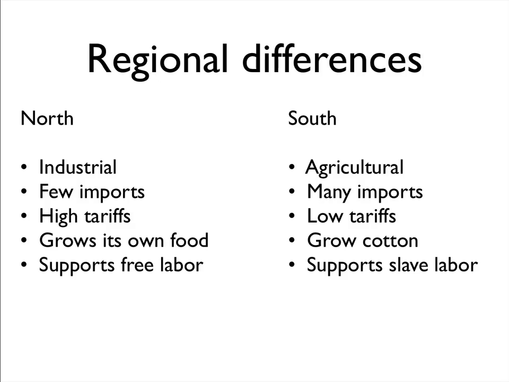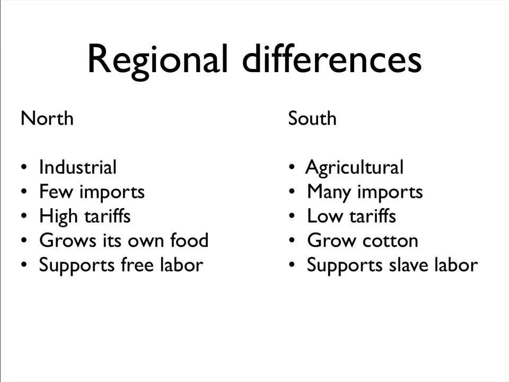The North wanted high tariffs. So the tariffs are taxes on anything that comes into the country to make it more expensive, so it's competitive with things that are produced in the country. The Southerners wanted low tariffs. They didn't care where they got it from, they just wanted to get it cheap. The North grows its own food. It can easily feed itself without any problem. The South grows cotton, and in the end, the South does not grow enough food to actually feed itself. A part of the food that people in the South eat actually comes from the North.